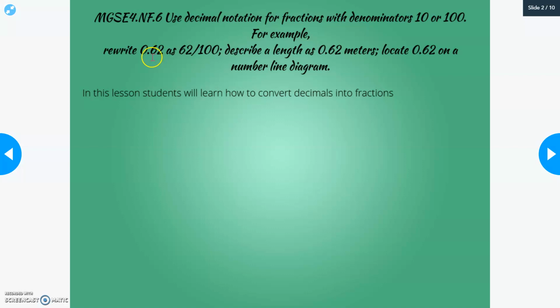My 6 is in the tenths place on the place value chart, and the 2 is in the hundredths place on a place value chart. So I will read this decimal as 62 hundredths. If I wanted to rewrite this decimal as a fraction, I will write the number 62, draw my fraction bar, and then I will write the number 100. Let's go on to the rest of our lesson.